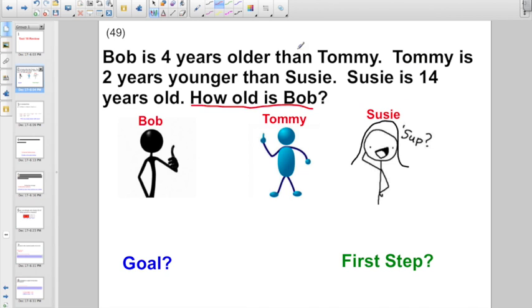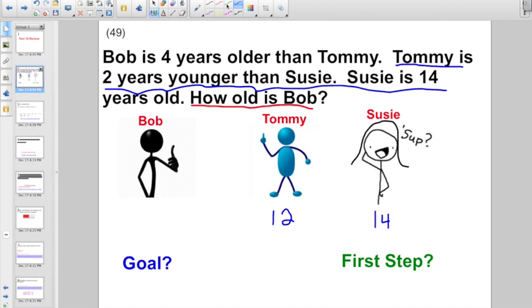So it tells you Tommy is 2 years younger than Susie. And then it also tells you Susie is 14. So if Susie is 14 and Tommy is 2 years younger, Tommy's got to be 12. It's not so bad if you draw yourself out some little stick people.